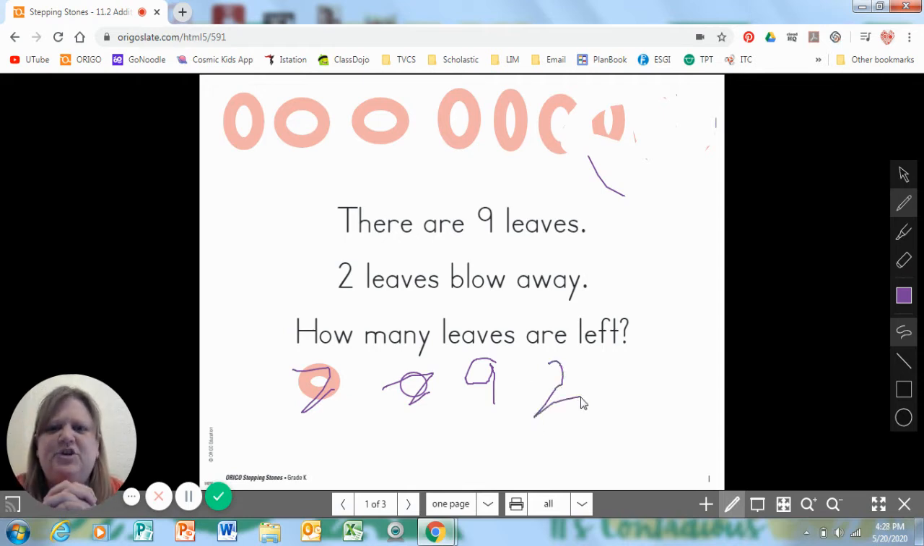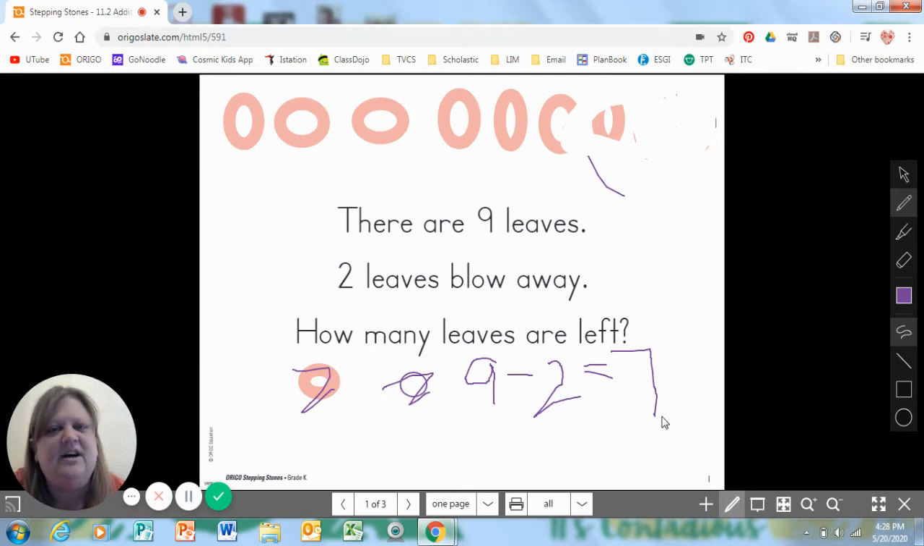So is this subtraction or addition? Are we bringing them together or are they going apart? Yeah, subtraction. So we would put a subtraction sign. And then the equal sign tells us how many are left. And how many did we decide? 7. 1, 2, 3, 4, 5, 6, 7. Yay. All right, can you read that number sentence with me right now? 9 take away 2 equals 7.